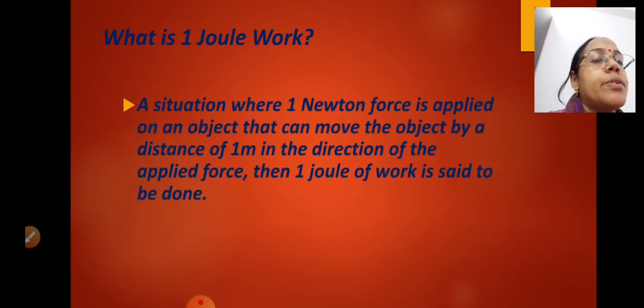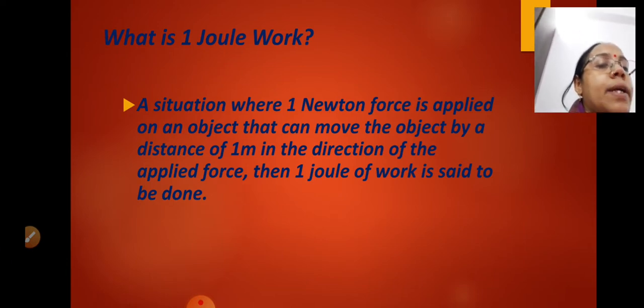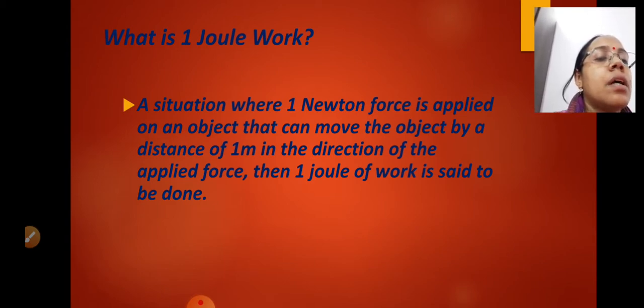How can we define 1 joule work? If you are knowing, joule is the SI unit of work done. So we are going to define that 1 joule. A situation where 1 Newton force is applied on an object that can move the object by a distance of 1 meter, in the direction of the applied force, then 1 joule of work is said to be done.